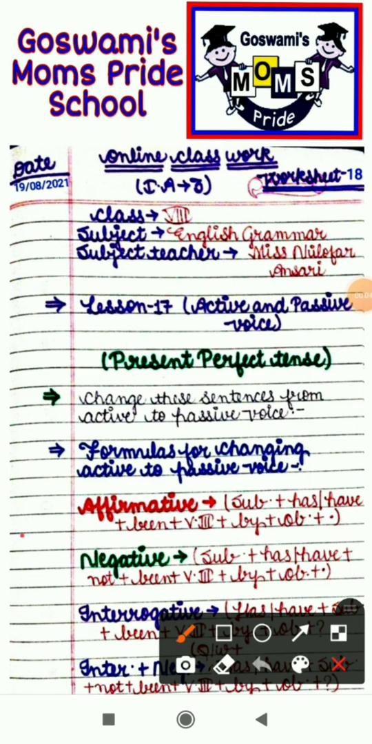Next formula is of negative sentences. So first of all, we have to write our new subject, then has or have according to the new subject, then not of course, been, third form of verb, by, object, and in the last, full stop.